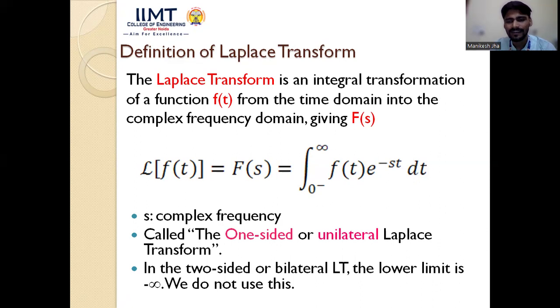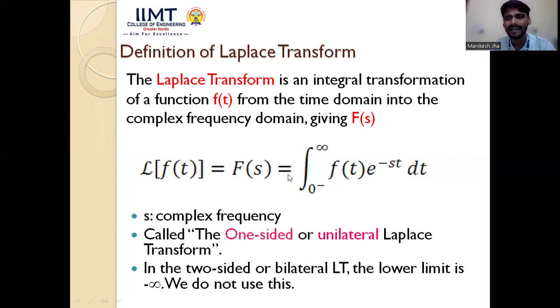S is the complex frequency, given as sigma plus j omega, where sigma is the attenuation factor and omega is the angular frequency. Here, L of f of t means the Laplace of the function f of t in the time domain. When we take the Laplace transform, in the complex frequency domain the Laplace transform of f of t is given as F of s. This is the Laplace domain F of s. Now, how do we find it?